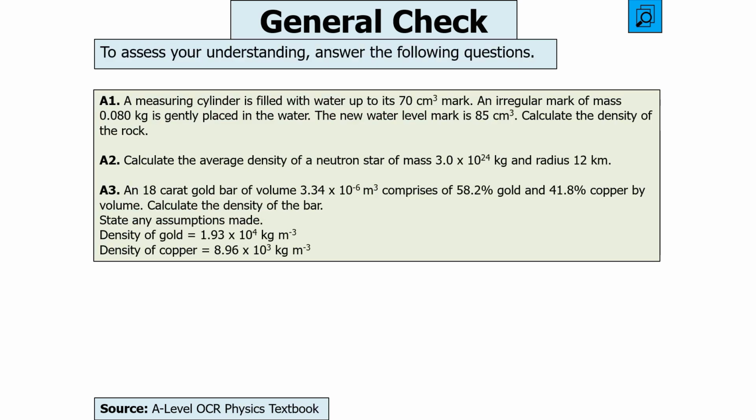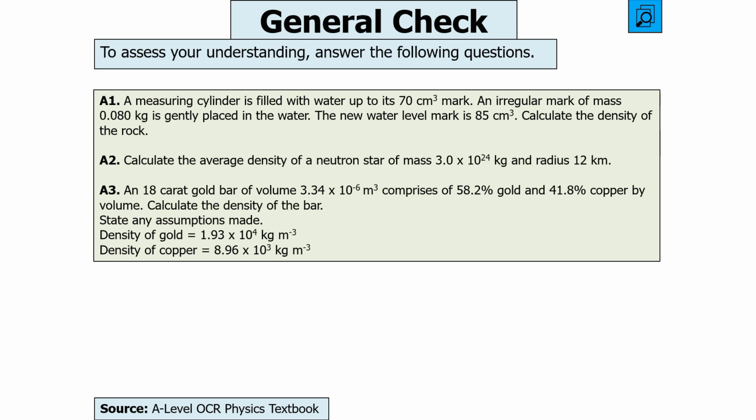The next question says, a measuring cylinder is filled up with water to its 70 centimeters cubed mark. An irregular mass of 0.08 kilograms is gently placed into the water. The new water level mark is 85 centimeters cubed. Calculate the density of this rock.